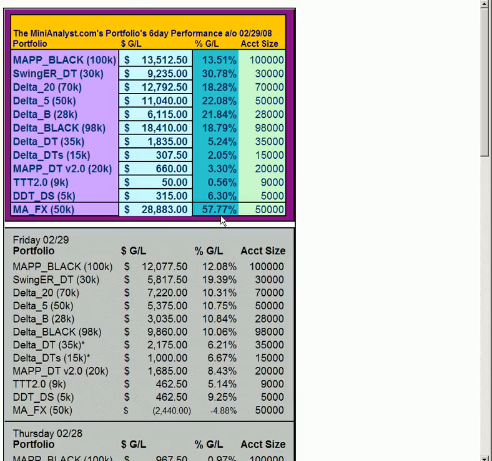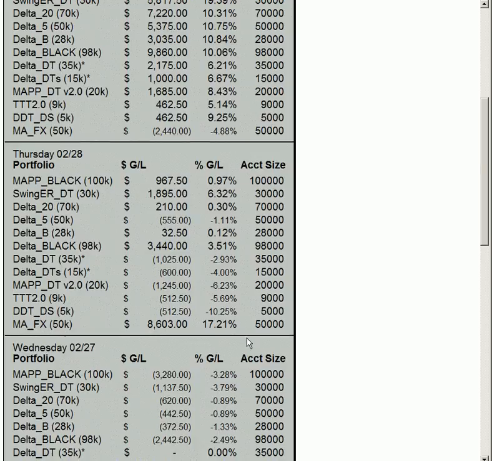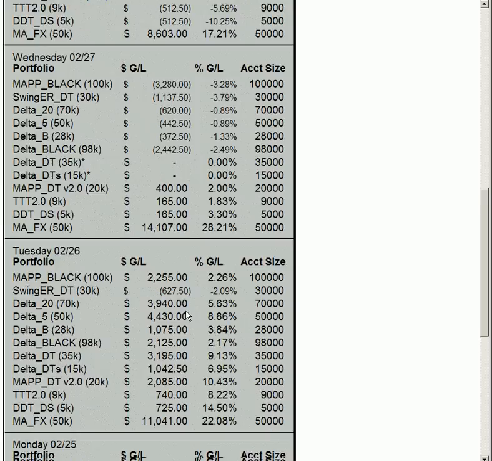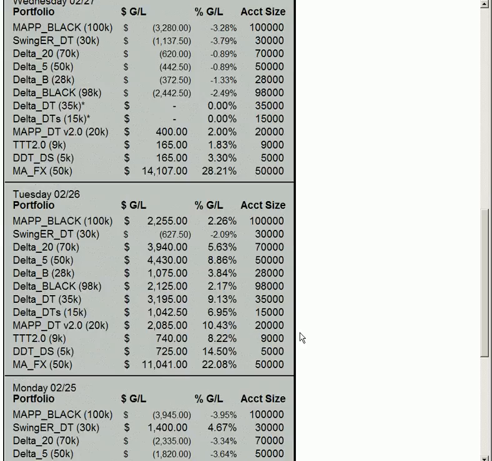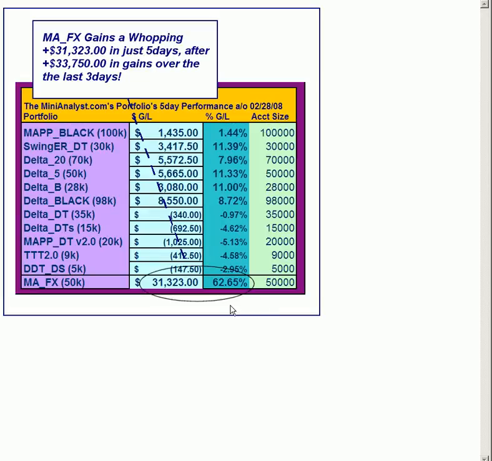Actually, we can see 57.7% in 6 days for our MAFX portfolio, 28,883 as of about 20 minutes ago with today's $2,440 loss. But you put that with the $8,600 gain yesterday, the $14,000 gain on Wednesday, the $11,000 gain on Tuesday, and you come up with some very impressive numbers. In fact, this was at the close yesterday. At the close of trade, this was our closing numbers for yesterday. The MAFX up 62.65% before giving back $2,400 today, $31,000. With, of course, $33,750 of that coming over the last 3 days.